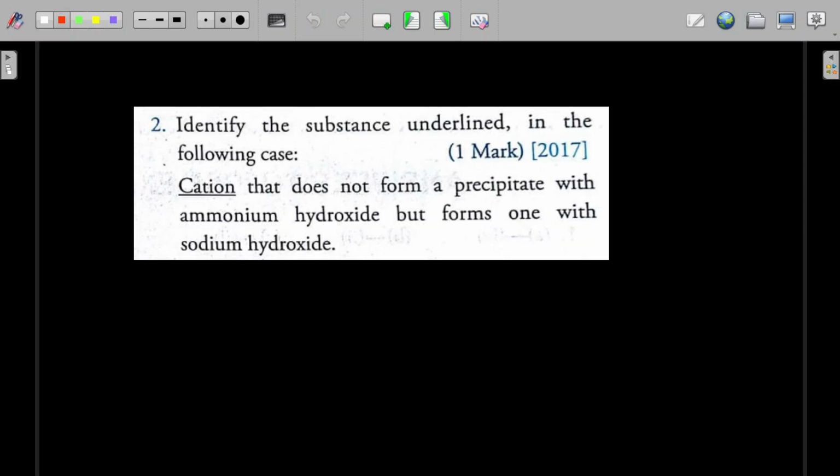Now identify the substance. Ruhani, tell me the answer for this. Yeah, sir, calcium. Cation that does not form precipitate but form with sodium hydroxide. Very good. And remember children, you write both calcium ion and in bracket Ca plus 2. To get the right answer, you have to write like this. Simply if you write calcium, then it is a metal, it's an atom, not an ion, right? But they have asked here the cation. To make sure you write both. I tell thousand times, but still many of you do mistake in this.